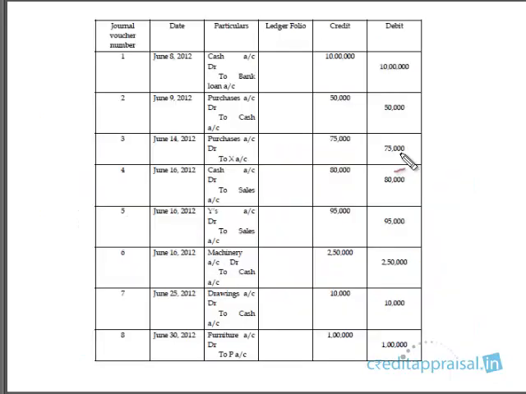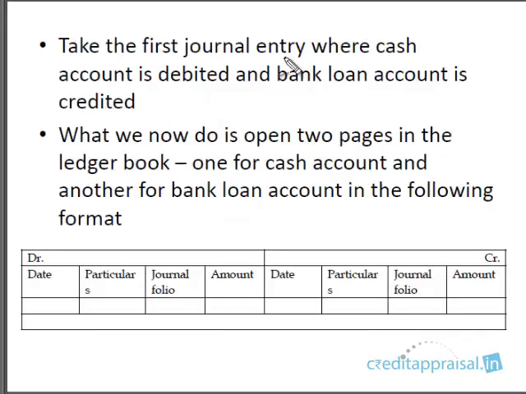So please recall our earlier example where we have prepared these journal transactions. We have taken 8 examples and we have passed the debit entries and the credit entries. This is the example which I took in an earlier slide. Let us take the first entry. In the first entry, we had cash account debited and bank account credited.